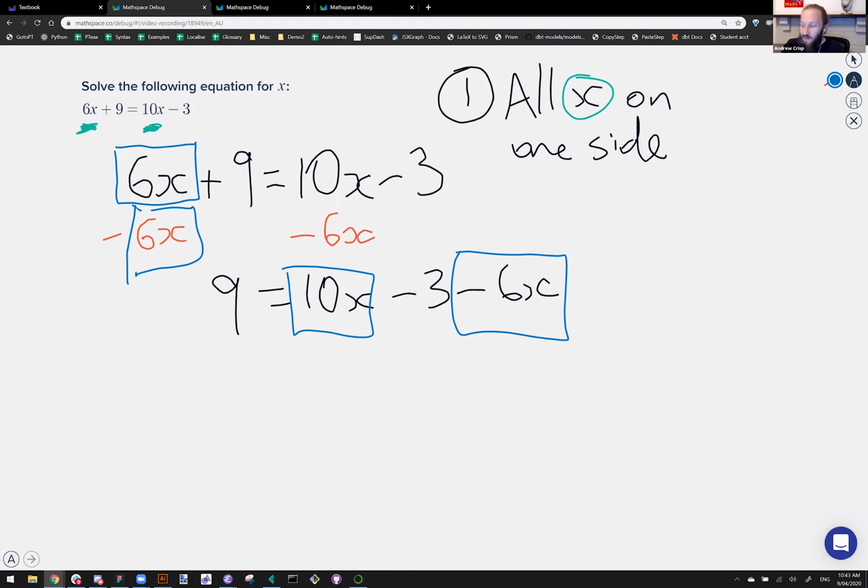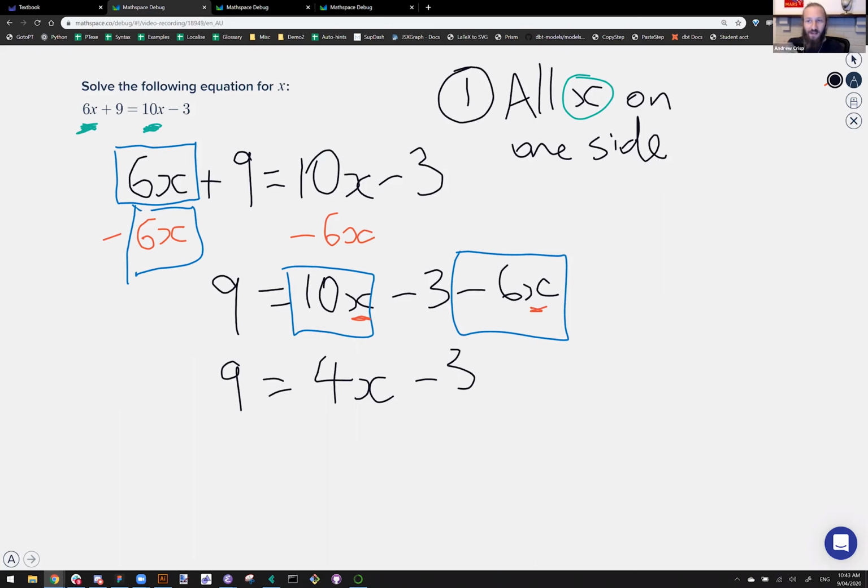And because they have the same combination of letters, x, x, we can combine them just by thinking about the other parts of it. So I've got 10 and minus 6. How do I combine 10 and minus 6? 10 minus 6 is 4. So in the x club, 10 minus 6 is 4, and they're still in the x club. So I've still got the x there. And then minus 3. Cool.